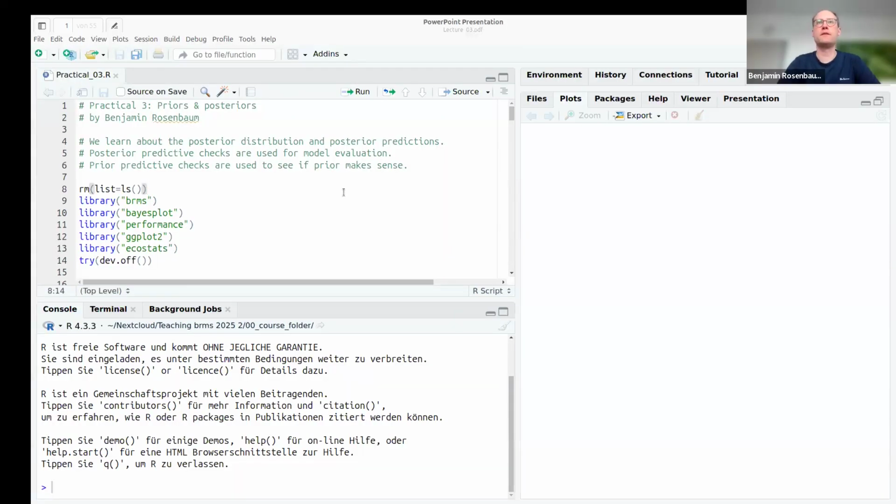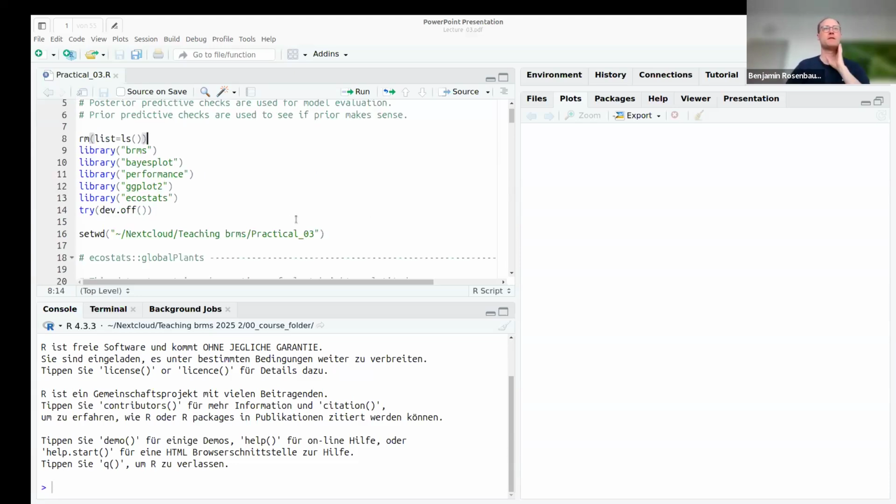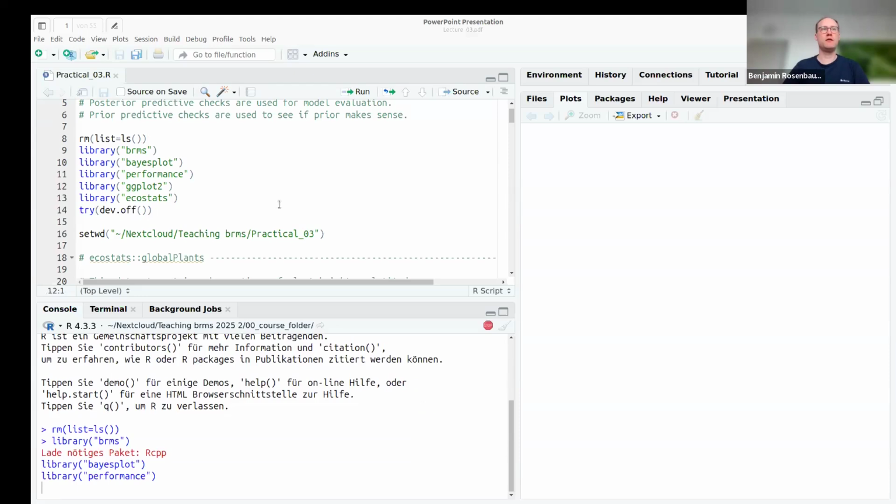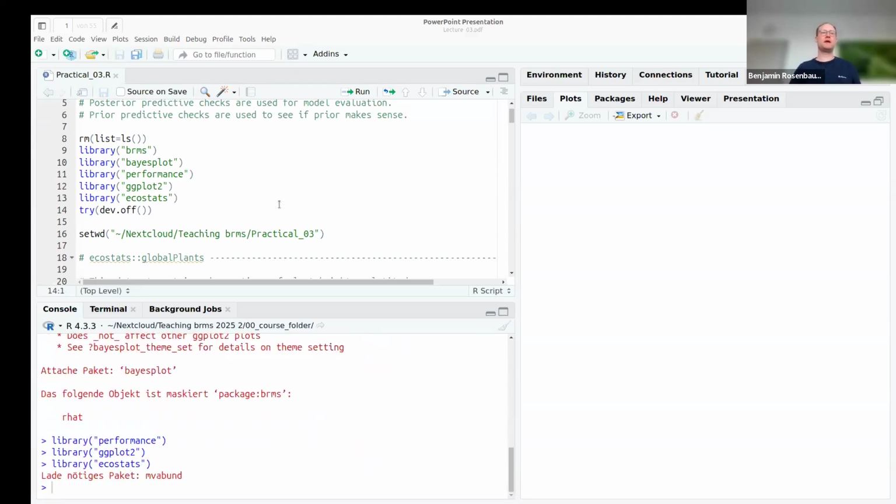Okay, so we continue with prior and posterior distributions in BRMS. This time we are working with an actual data set. And I load these packages. I think we need all of them. So the EcoStats package is, I think, from David Warton's book. I think it's a frequentist book, but this package contains some nice data sets we can also use.